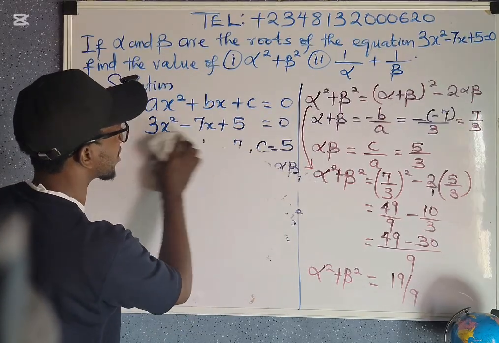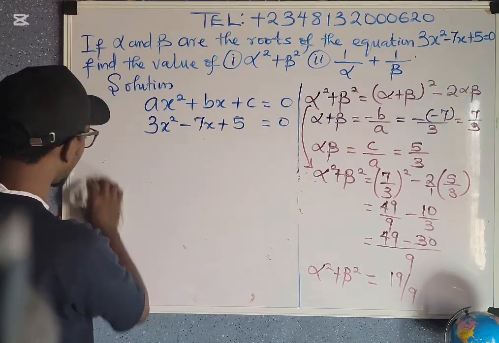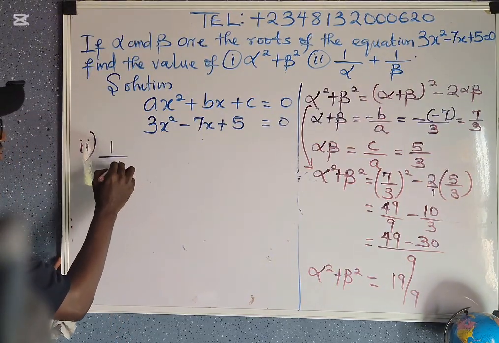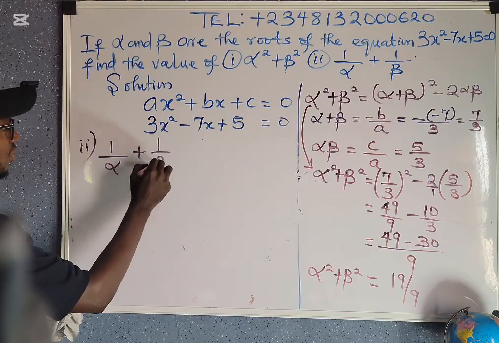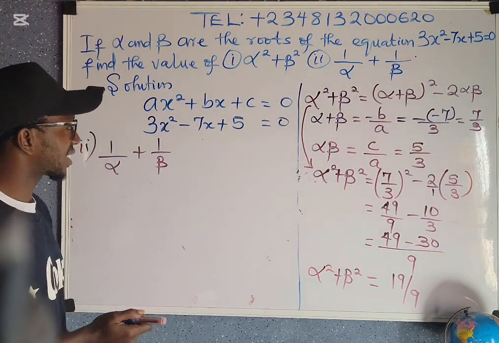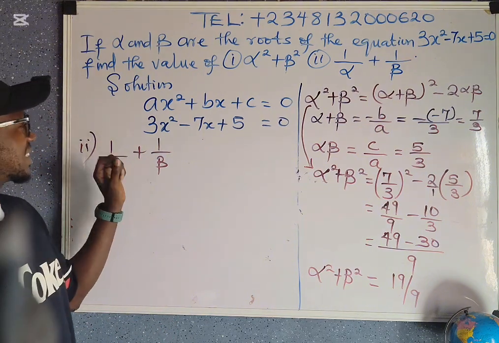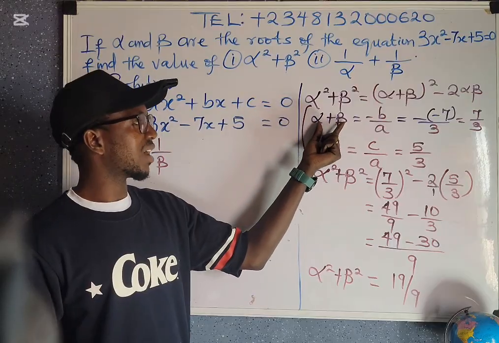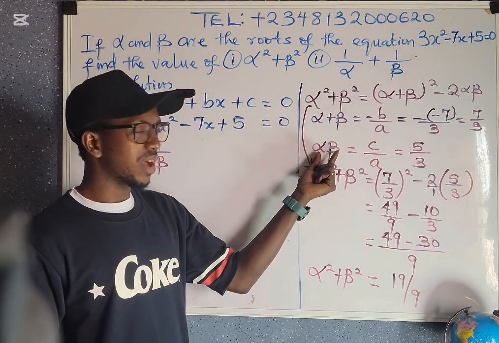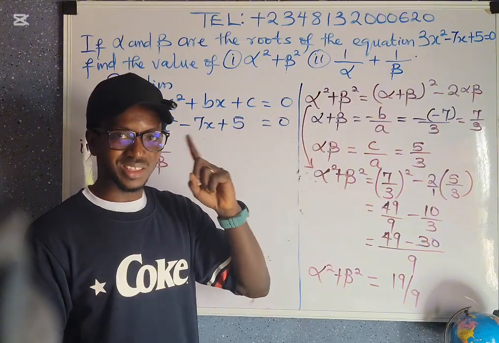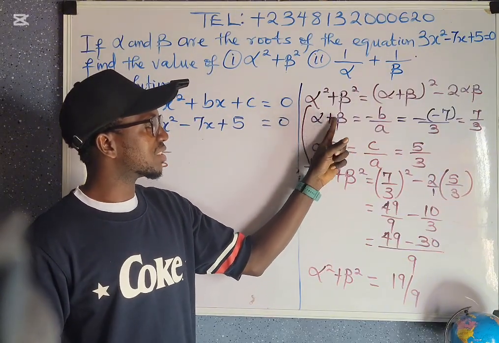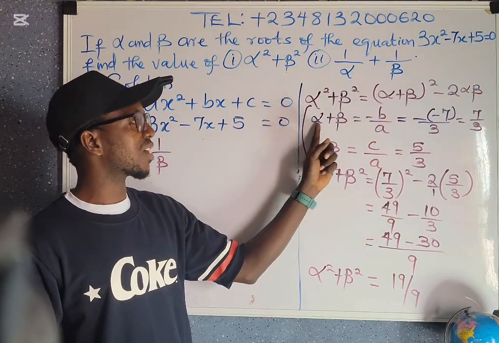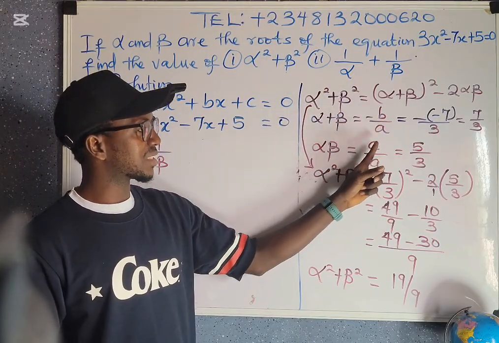So for the second part of the question, we are still going to follow the same route, just that now they want us to find the value of 1 over alpha plus 1 over beta. Now, one of the things I didn't say earlier is that in finding any of these questions, you must of necessity always get alpha plus beta or alpha beta, or you get the two at the same time. The reason why you need to get them is they are the only ones you can substitute into any question, because alpha plus beta is minus b over a and alpha beta is c over a.